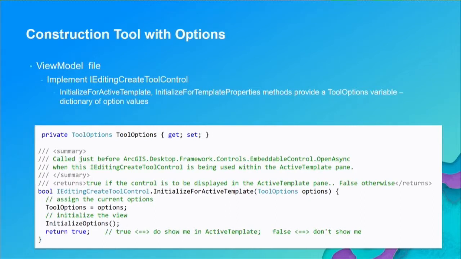For our view model, what is special for our construction tool is the implementation of the editing create tool control interface. That gives us the ability to hook into places. So when our template is being activated, or when the template properties are being activated, this is the chance where we can retrieve and insert our information. Essentially, it's a dictionary that allows us to store values that we would like to use.